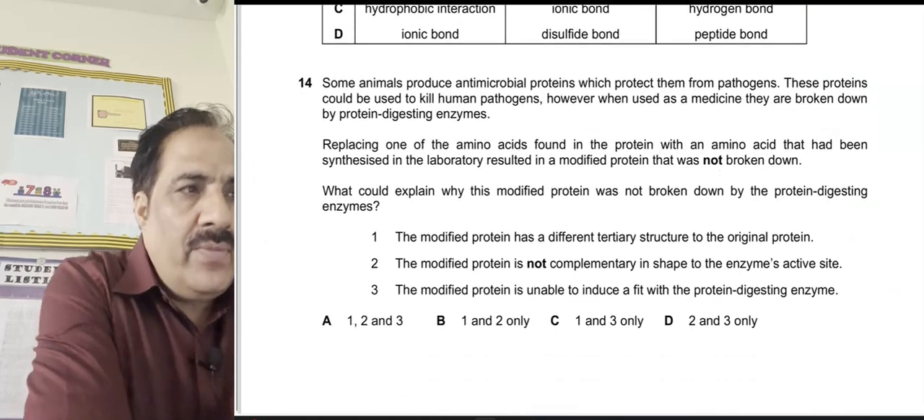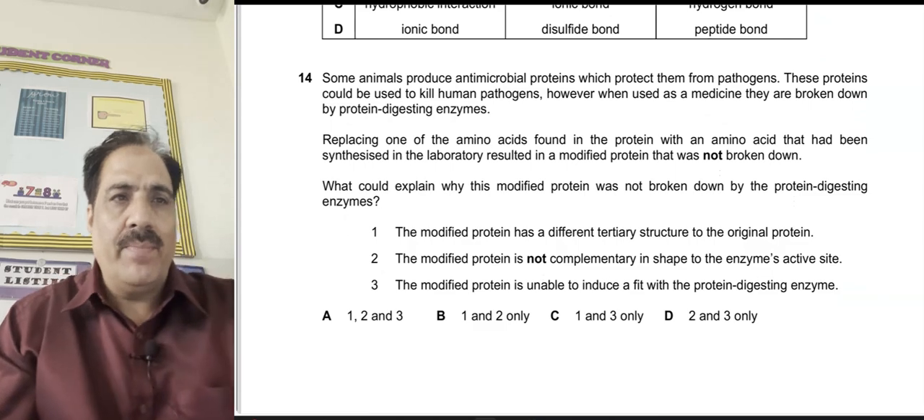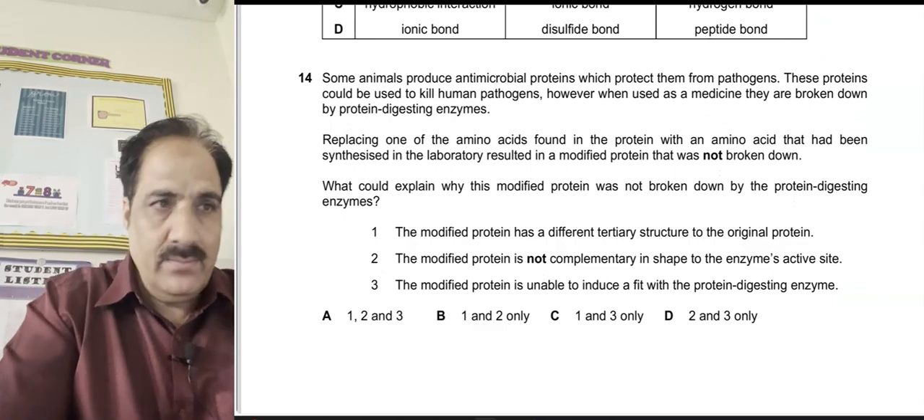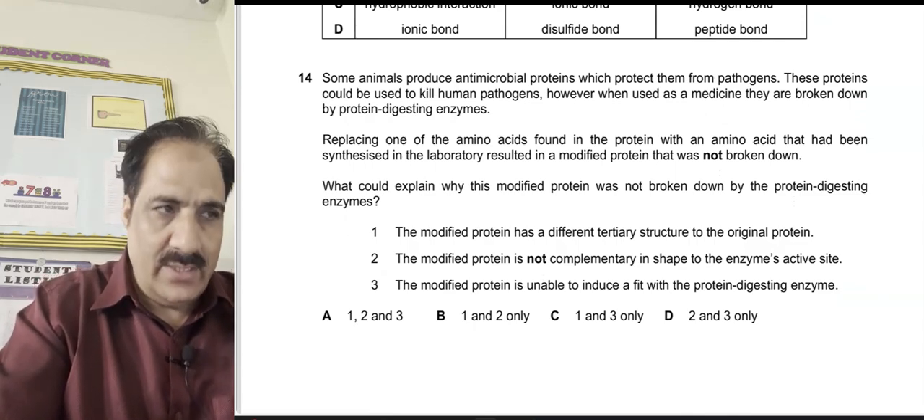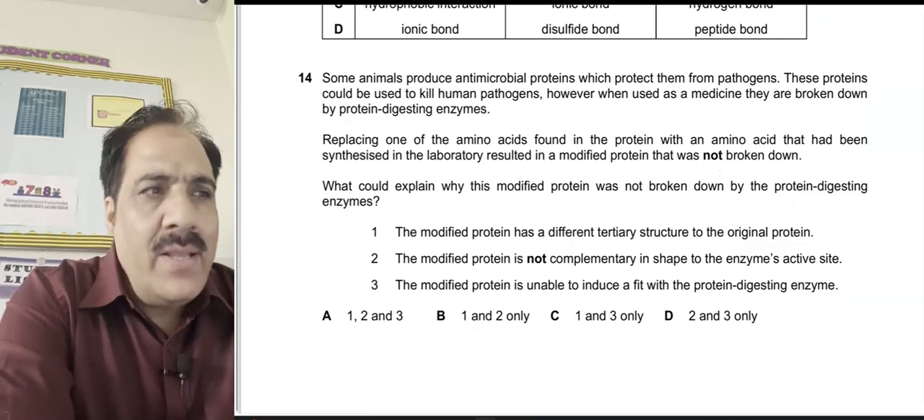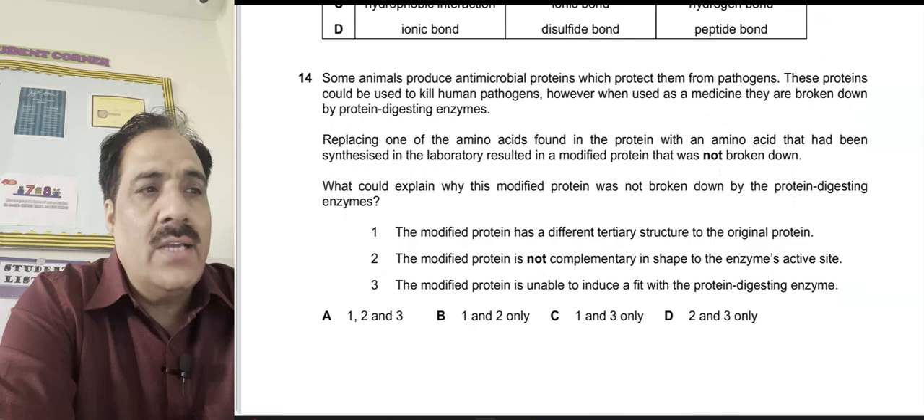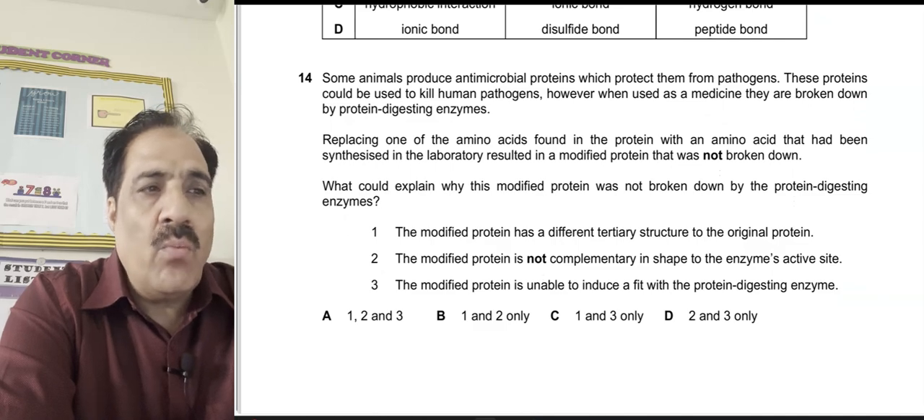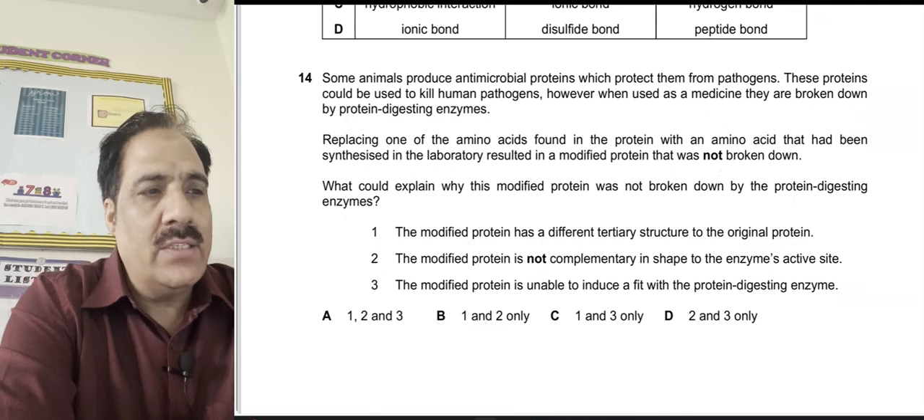Question number 14. Some animals produce antimicrobial proteins which protect them from pathogens. These proteins could be used to kill human pathogens. However, when used as a medicine, they are broken down by protein digesting enzymes. Replacing one of the amino acids found in the protein with an amino acid that had been synthesized in the laboratory resulted in a modified protein that was not broken down. What could explain why this modified protein was not broken down by the protein digesting enzyme?